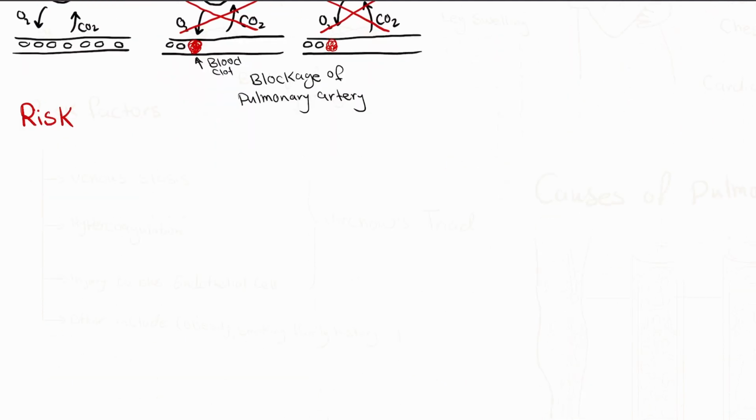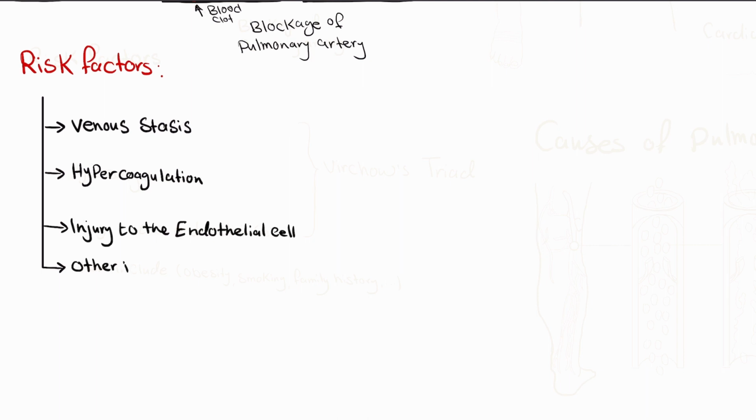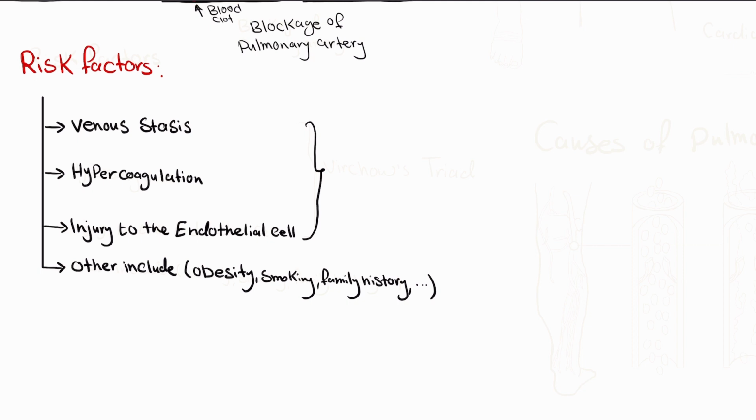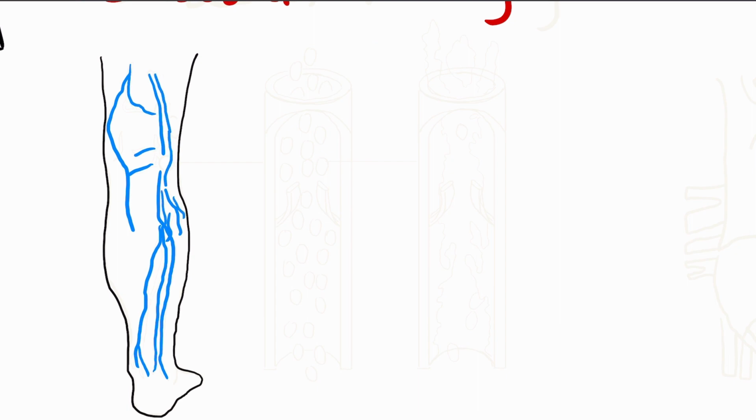Now let's move on to what puts you at risk of pulmonary embolism. The risk factors are venous stasis, which is the slowing of the blood flow of the veins, hypercoagulation, which is the increased tendency of blood clots to form, injury to the endothelial cells that line the vessels themselves, and also other risk factors such as obesity, smoking, family history of pulmonary embolism, and trauma. The venous stasis, hypercoagulation, and endothelial cell injury are known as Virchow's triad, and they are associated with deep venous thrombosis. Deep venous thrombosis in the lower legs is the main cause of pulmonary embolism.